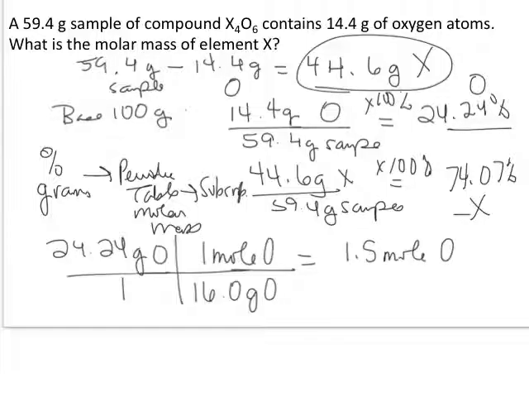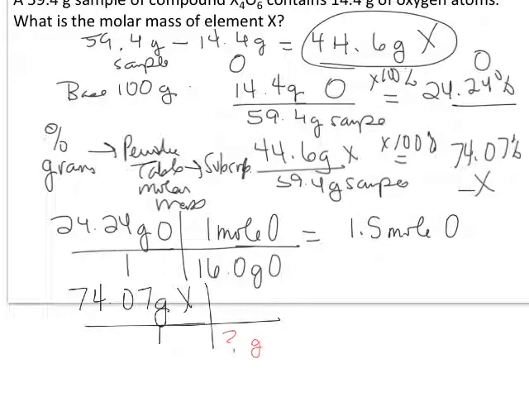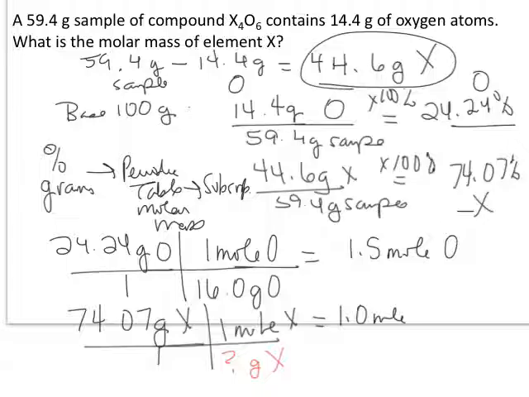Now the next problem is that here we don't know what X is. So you're going to take 74.07 grams of X over 1, and we don't know what the grams of X is for 1 mole of X. But we know that it is actually 1.0 mole. And how do we know that? Because the formula is actually given to us. The formula here is X4O6.